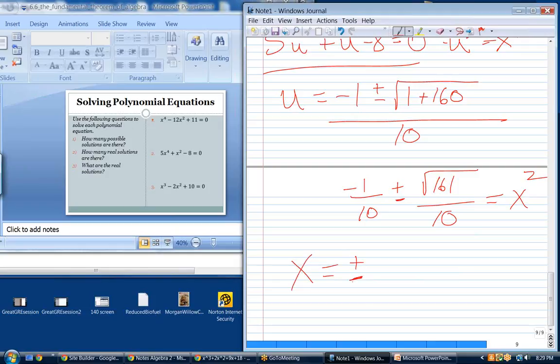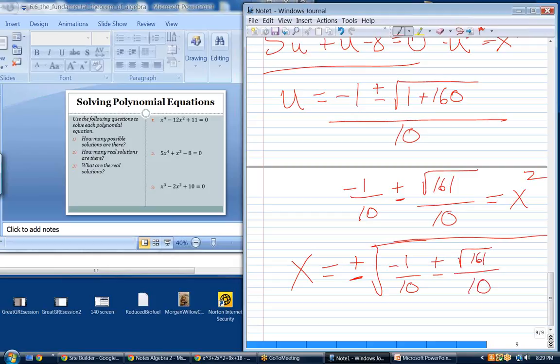In other words, whenever you take the square root of an equation, the first thing you want to write is plus or minus on the other side. And now, before we try to figure out how to do this, let's put the radical sign and put minus 1/10 in there, plus or minus root 161 over 10.